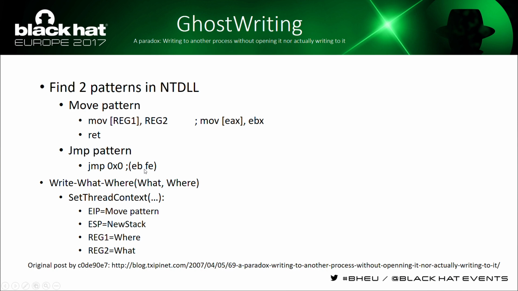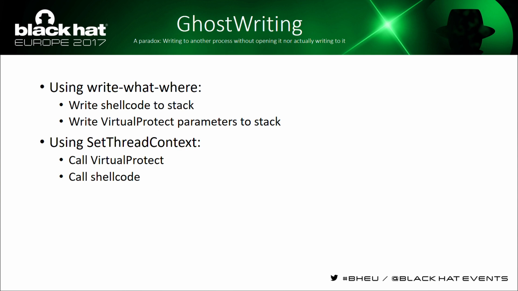And then what we're going to do is just have the move pattern execute and write a double word to an address of our choice, and then return to this jump pattern, and then we're going to use this again and again, writing one double word at a time until eventually we'll have whatever we want to store wherever we want it. Now, once we have this ability, we can think of many creative ways to achieve execution. Specifically, the blog post describes using this to write shellcode onto the stack, and then using virtual protect to make the stack executable, and then executing the shellcode.